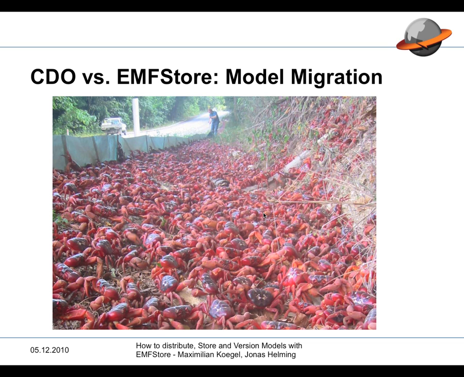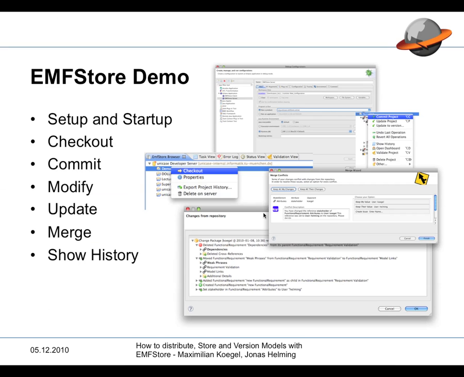And finally, the third difference is about model migration. EMFStore supports automatic model migration based on the EDAPT project, which recently has been renamed to the EMF Migrate project, while with CDO you have to write manual model migrations for your existing models.